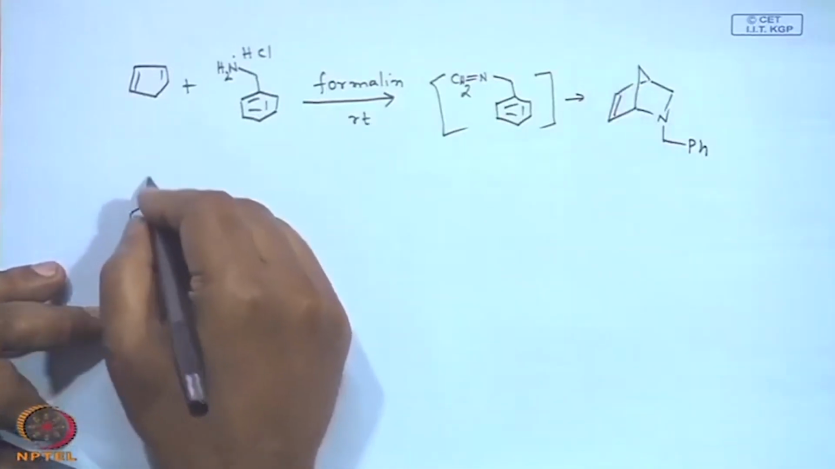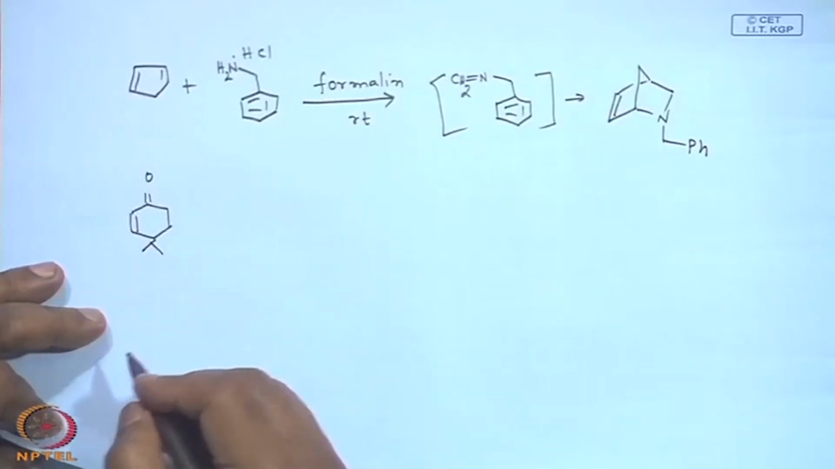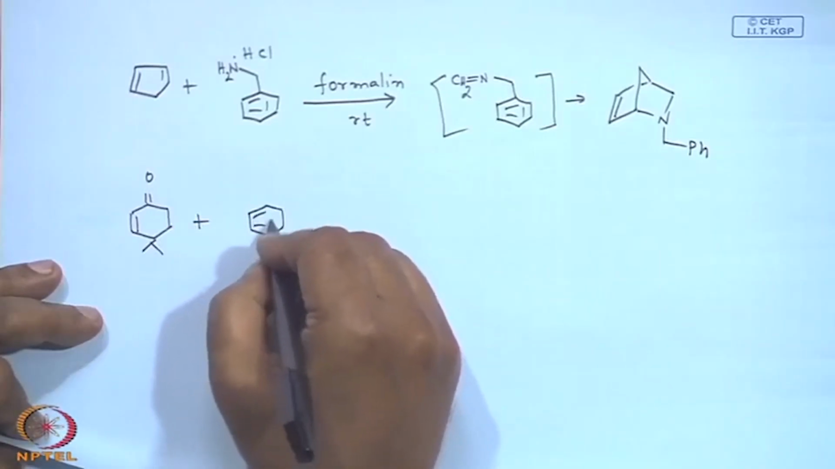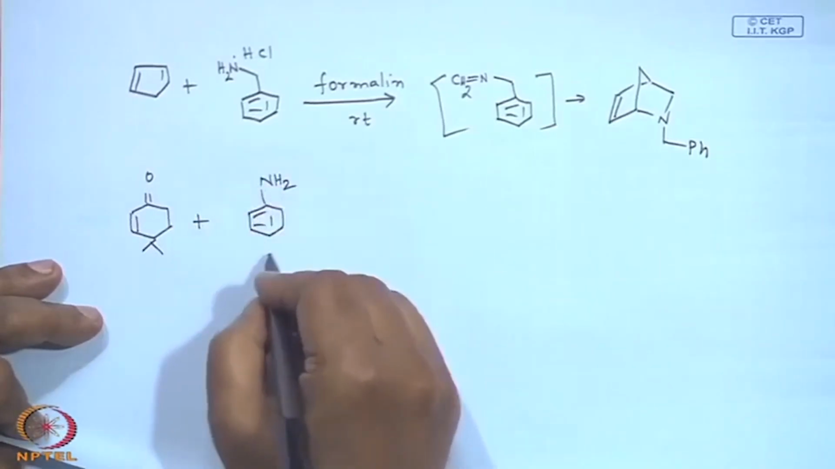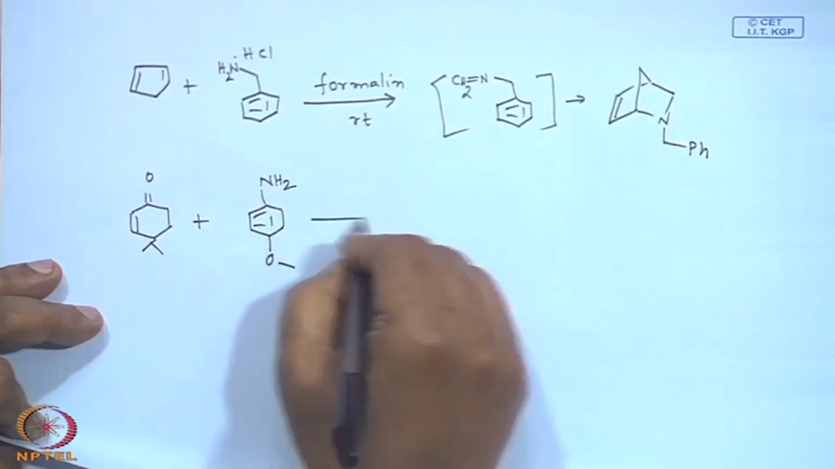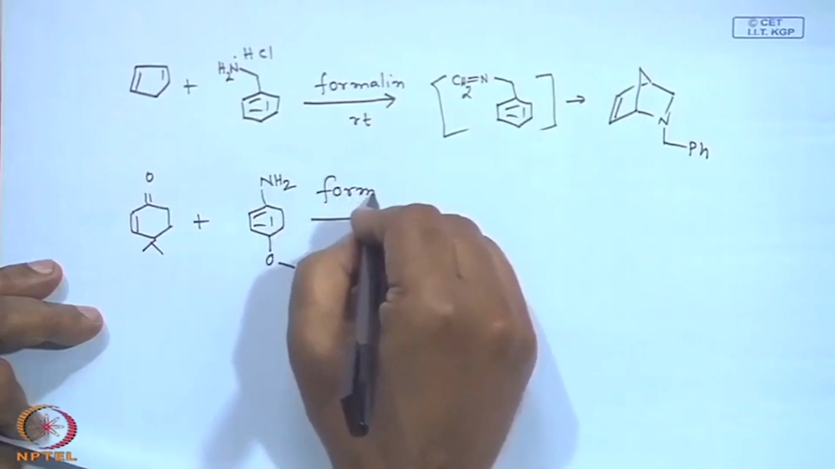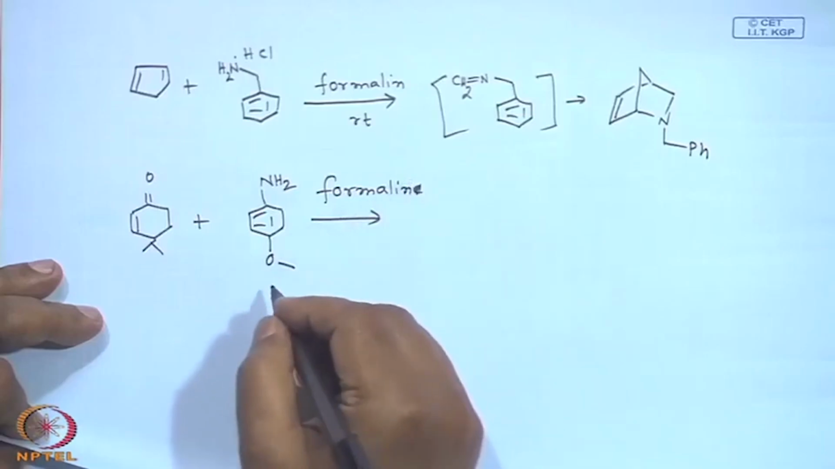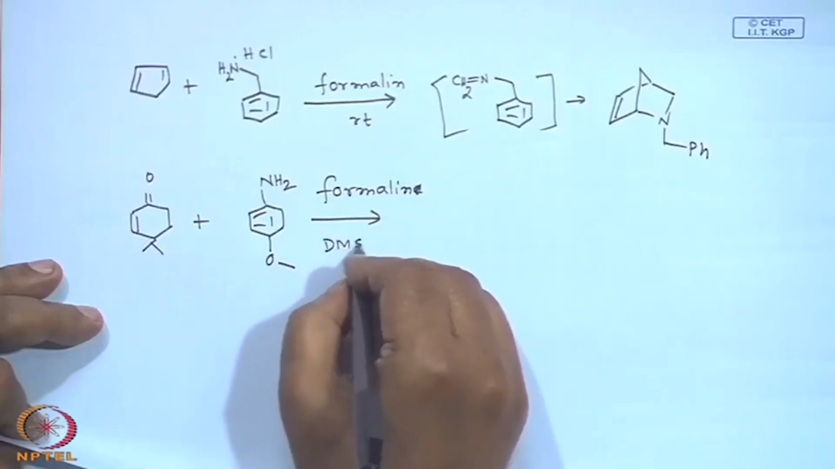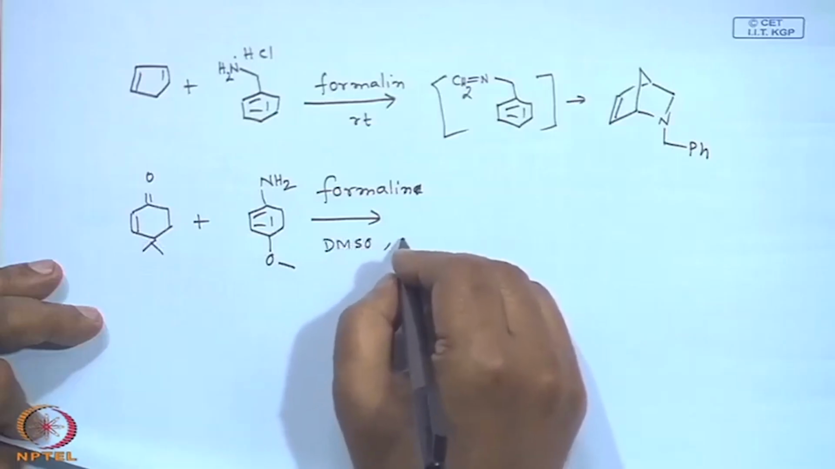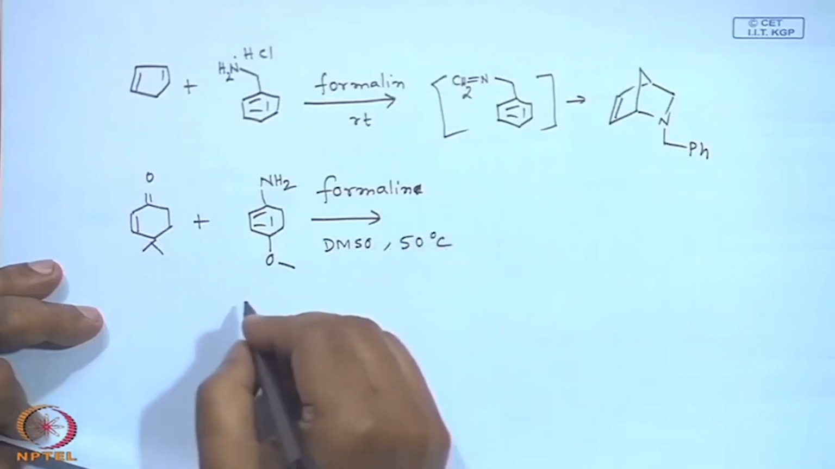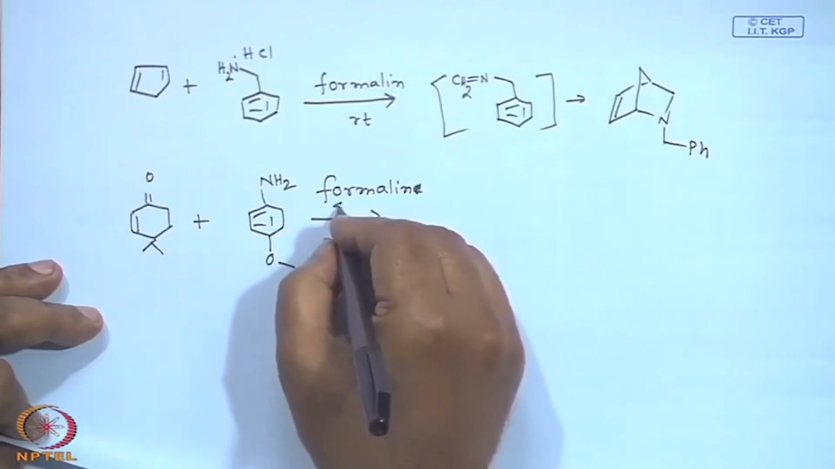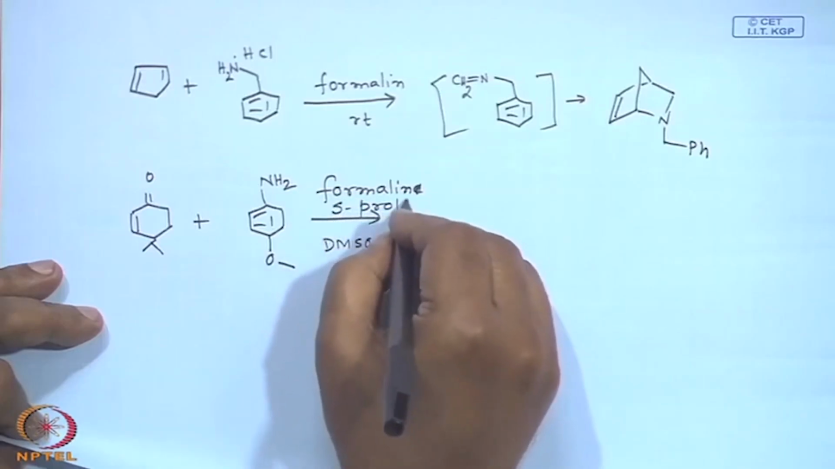Let me give you one more interesting example, where you will have cyclohexenone and again an amine, again formalin. What you see here, the components are formalin and a little bit of DMSO added in this case, and the temperature is a little high, 50 degrees. Then one of the other components is S-proline.